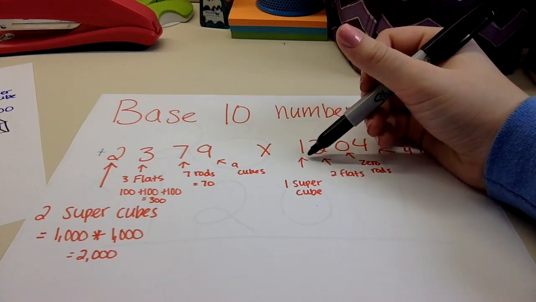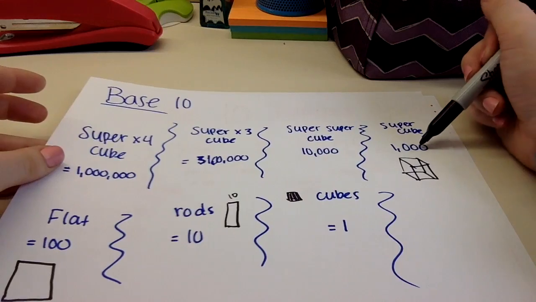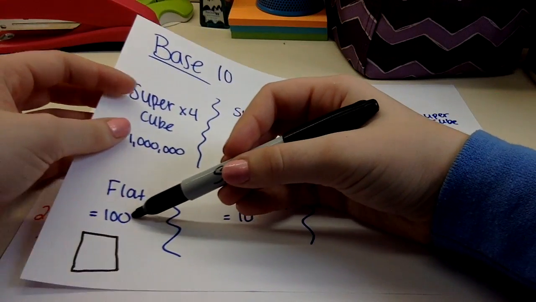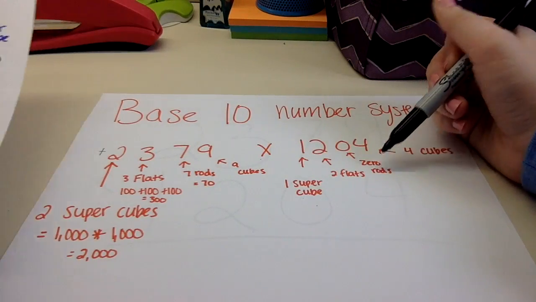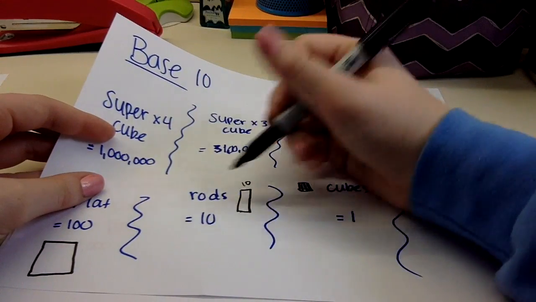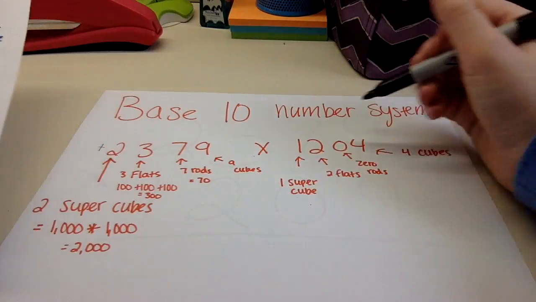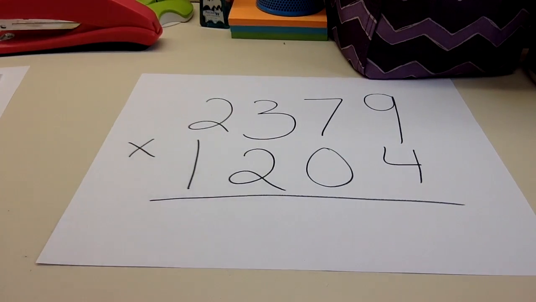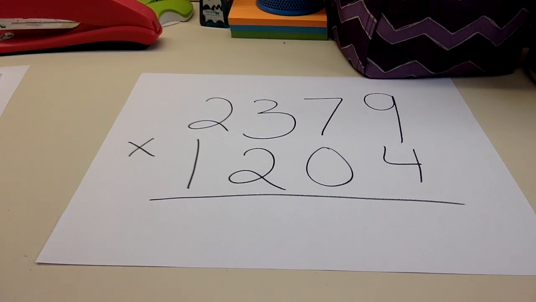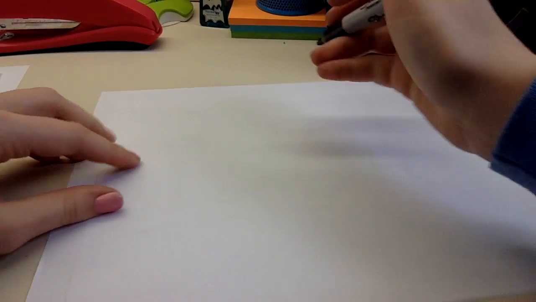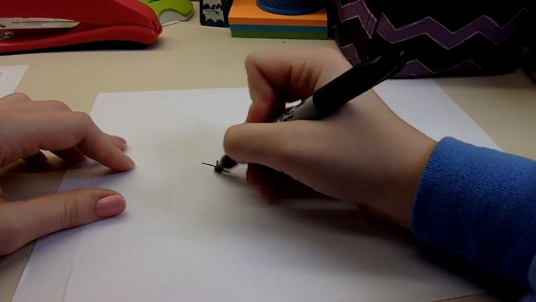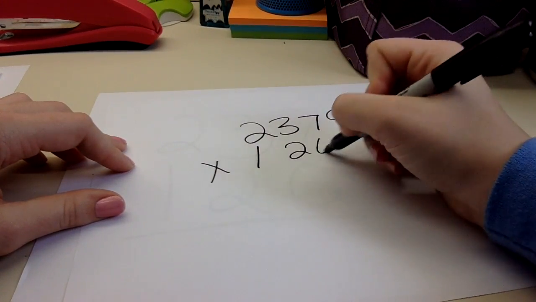And same with over here, we have 1 supercube, which we know equals 1,000. We have 2 flats, which we know both equal 100, so 100 plus 100. We have 0 rods, so it means that we have no place value for the tens place. And we have 4 cubes left over. So we're going to do this problem. I probably wrote this a little big, so I'll just grab another sheet here: 2,379 times 1,204.